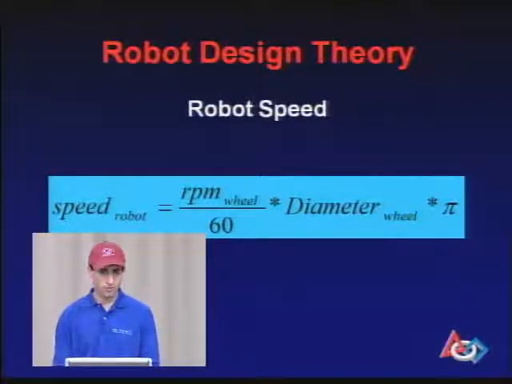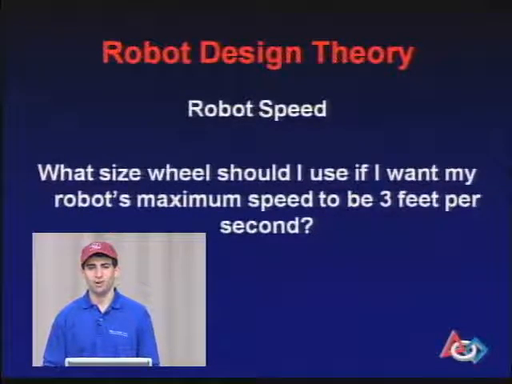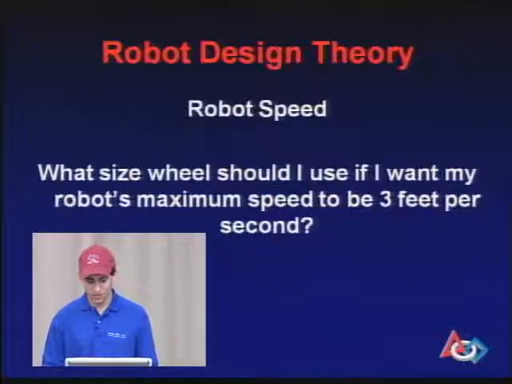So the real piece of information we need here is the RPM of the wheel. Well, how do we figure out how fast the wheel is turning? Well, let's say we have a sample problem here. What size wheel should I use if I want my robot's maximum speed to be 3 feet per second? What we need in order to solve this is the speed of the motor.